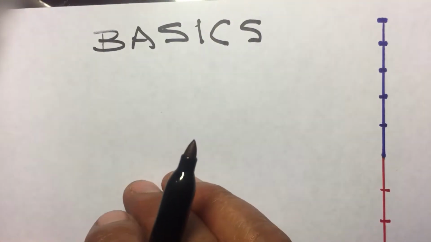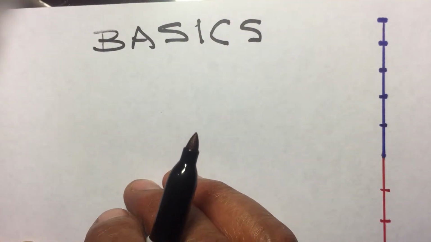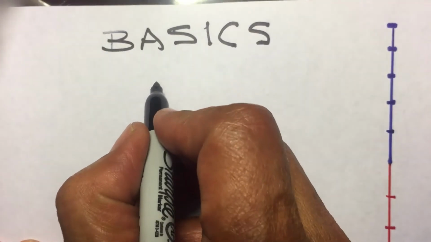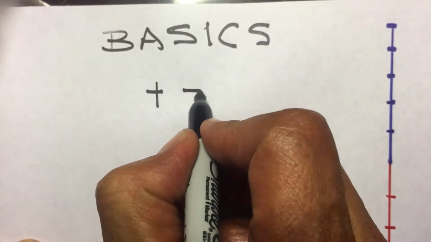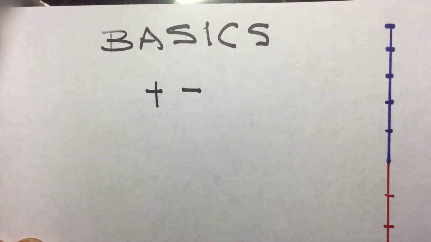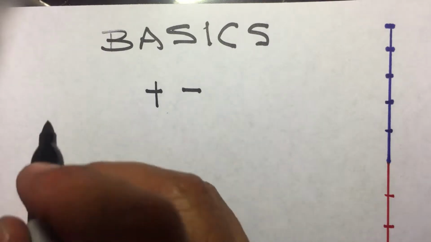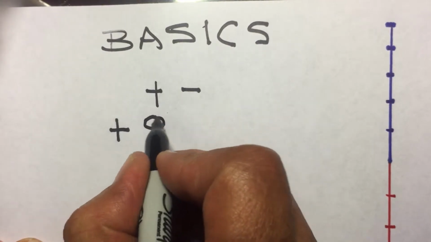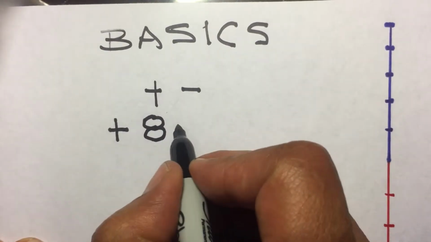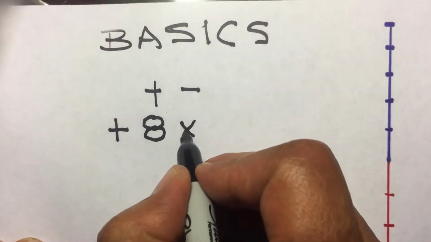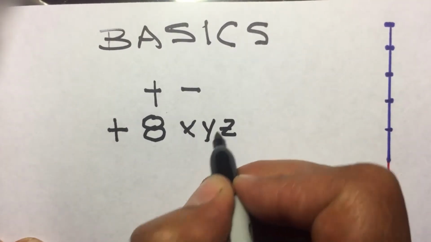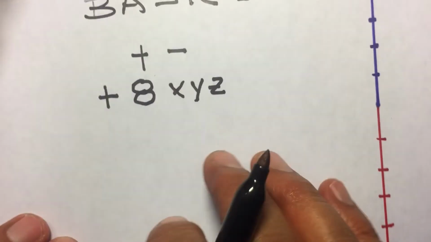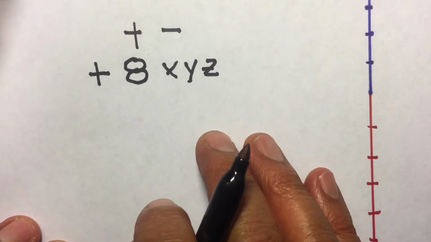We are going to review the basics of algebra. In algebra, there are two signs, plus and minus. The algebraic expression has a sign like plus, a number like 8, and literals, letters like x, y, z. What we are going to learn also is the algebraic summations.